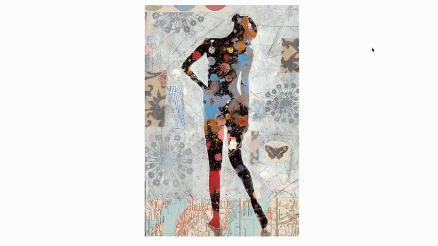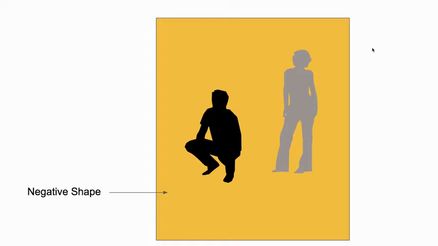Here's an example of a piece of art with one positive shape. That's the figure, the woman. All the space around her is the negative shape. But with this particular assignment that we're going to work on now, you're going to be using 3 or 5 positive shapes. So you're going to be using more than one positive shape.